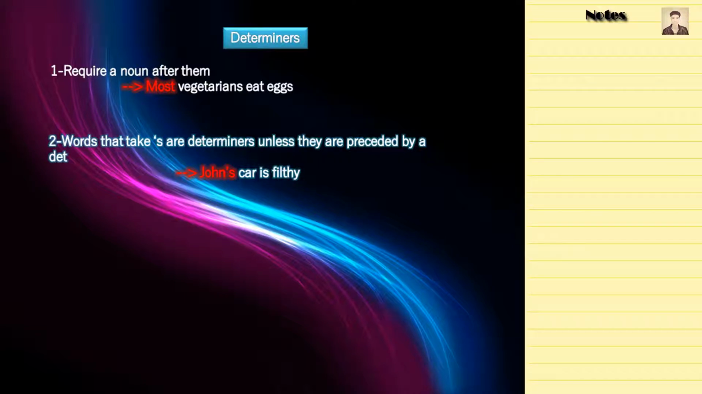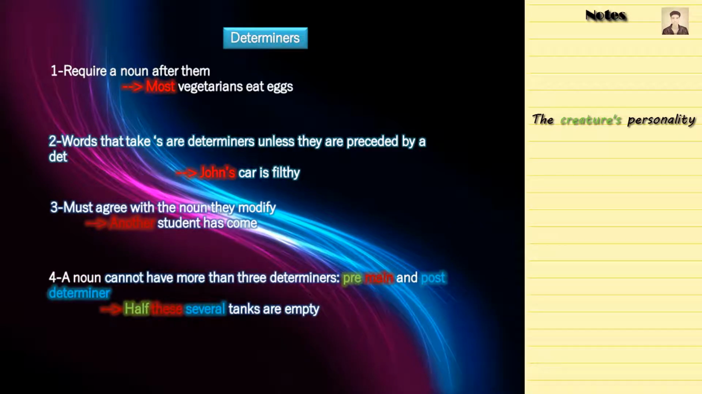Second, words that take apostrophe s, the genitive s, are determiners unless they are preceded by a determiner. We have an example: John's car is filthy. John's is a determiner and it's followed by a noun. And we have another example: the creature's personality. Creature's is not a determiner, it is a noun because it is preceded by a determiner.